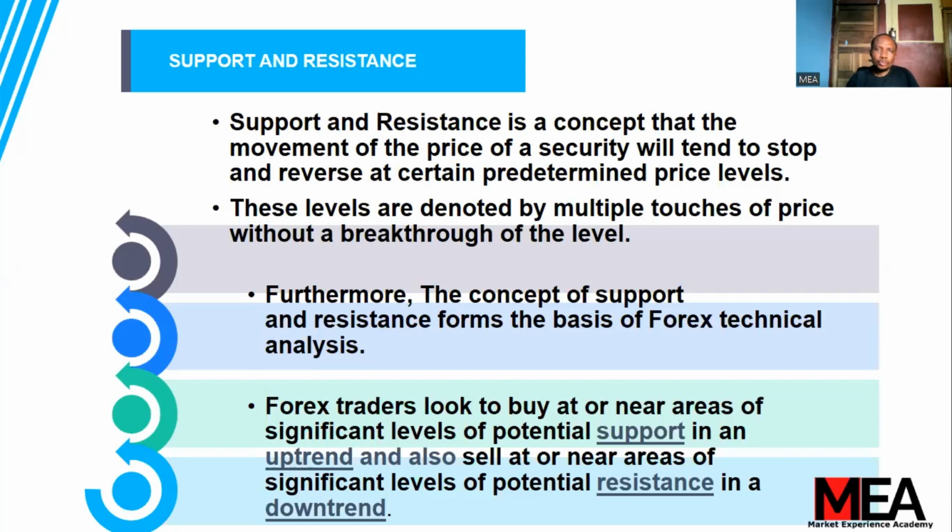So that's that for support and resistance. Forex traders look to buy at or near areas of significant potential support in an uptrend, and also sell at or near areas of significant potential resistance in a downtrend. So there is that.